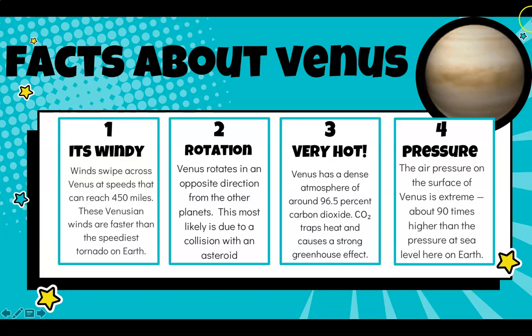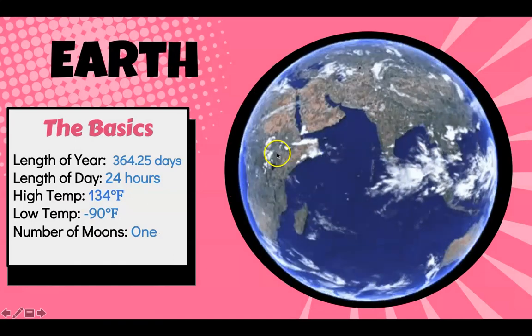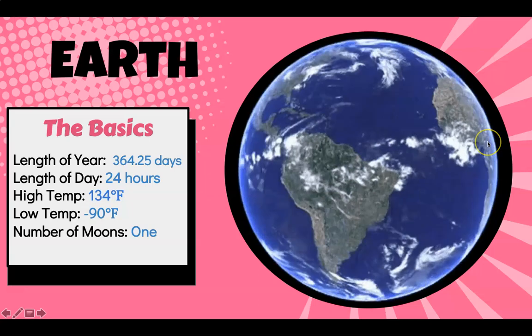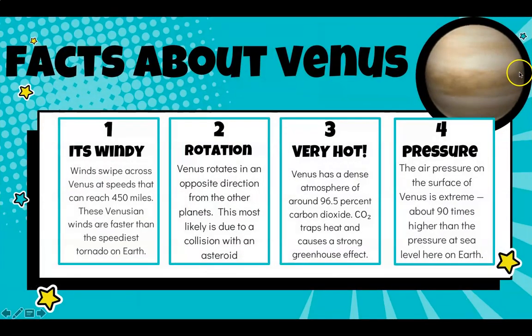One interesting fact is that its rotation, the way it spins on its axis, is in a different direction than other planets. So if you look at this picture of Earth, you can see it's rotating in this direction. Whereas if we go to Venus, Venus rotates in the opposite direction from all the other planets in the solar system. We think that most likely happened due to a large asteroid hitting Venus and kind of causing it to change its spin, which is interesting.